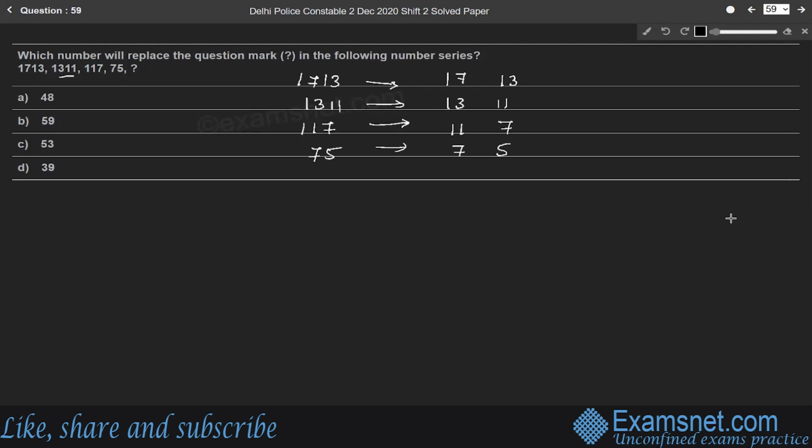So when the numbers are written in decreasing order, the first number is 17. The next number is 13. The next number is 11. The next number is 7. Next to it is 5. So the next number has to be 3, right? So the next pair of numbers is 53. Therefore, the answer is option C.